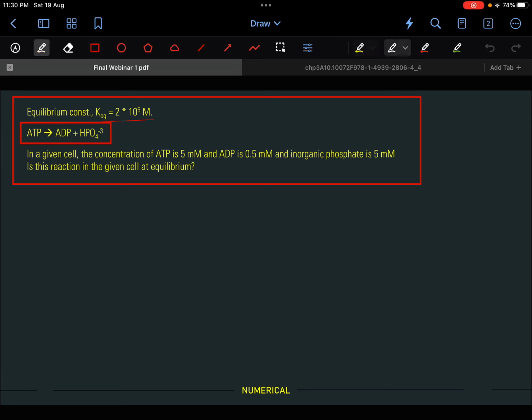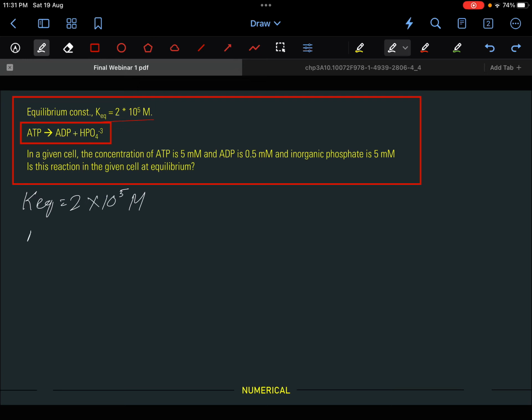Let me write down the values. K equilibrium is 2 into 10 to the power 5. This is bad handwriting. Okay, 10 to the power 5. What is this? Molar. We'll come to it also: what is normality, what is molarity, what is molar versus mole and normal. I will come to this, but for now bear with me. So K equilibrium is given as 2 into 10 to the power 5 molar, and what is the reaction?